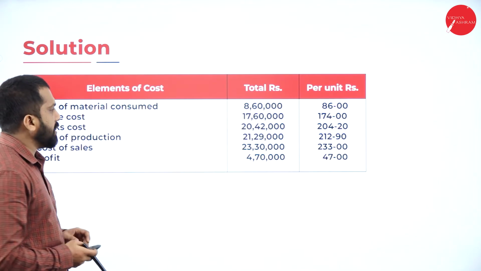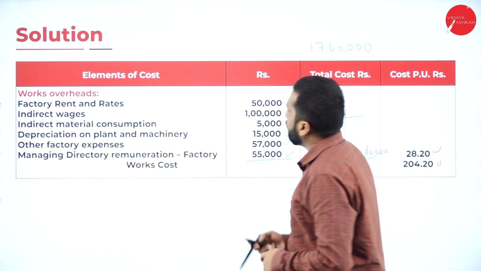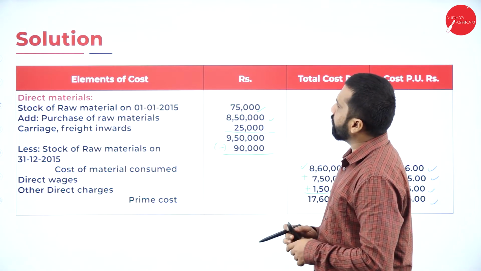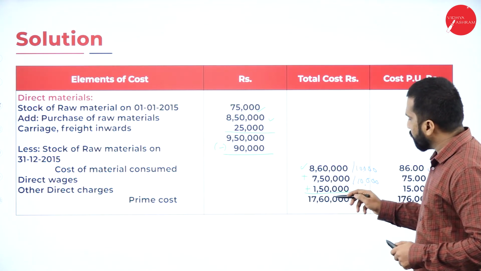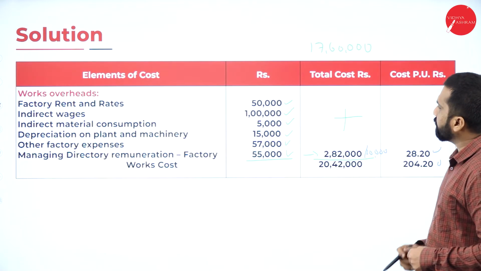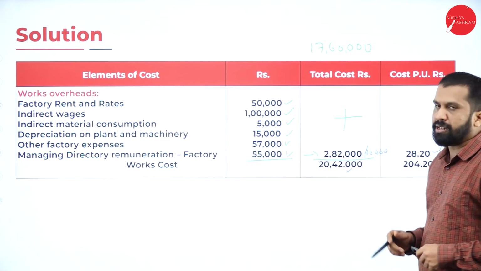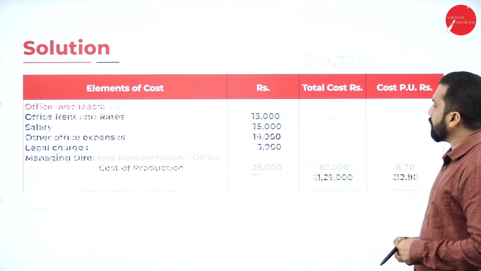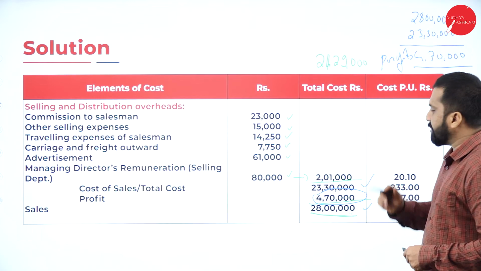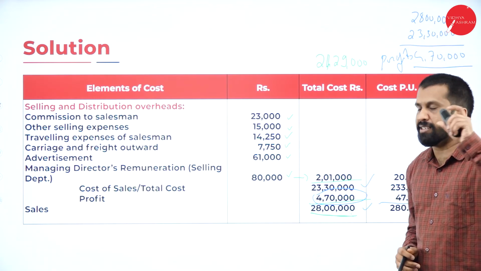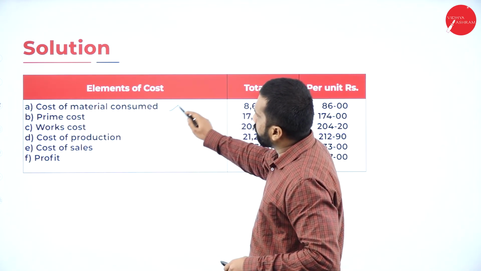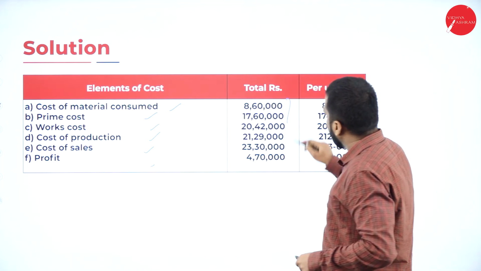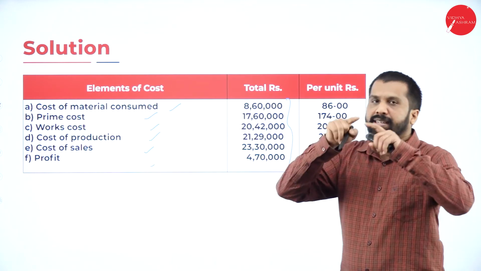How is it? See, I'll show you. This is your answer. What is your prime cost? 17 lakh 60. What is your work cost? 20 lakh 42. What is your cost of production? 21 lakh 29,000. What is your selling price? 28 lakh. The final result. These are only our final results: cost of material, prime cost, work cost, cost of production, cost of sales, profit. The final result shown in a single box.